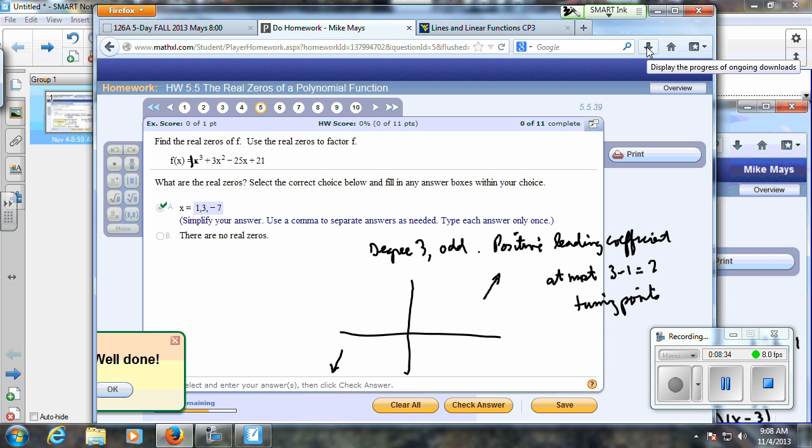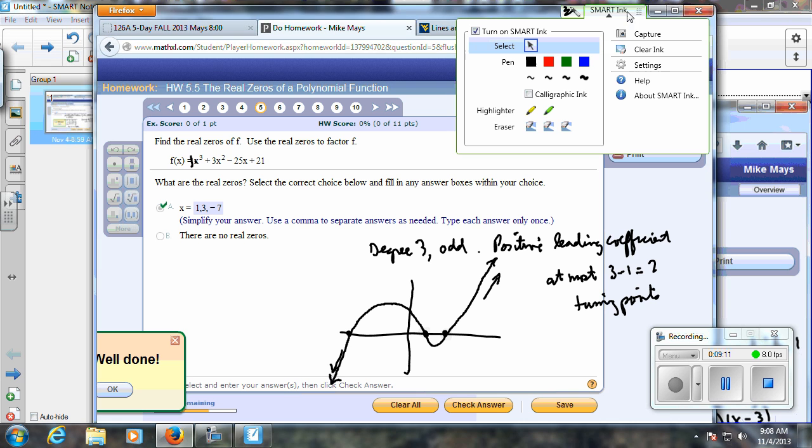So think about how that could happen. The function is 0 when x is 1. The function is 0 when x is 3. The function is 0 when x is minus 7. And it has at most 2 turning points, and it has to have this end behavior. So it can't cross the x-axis anywhere but here and here. Here I have to spend my second turning point and have a shape that looks like that. We could check to make sure that's right, see how close my rough drawing is.